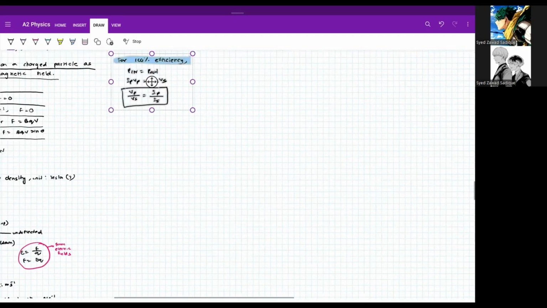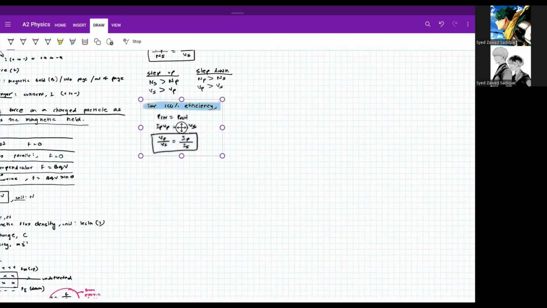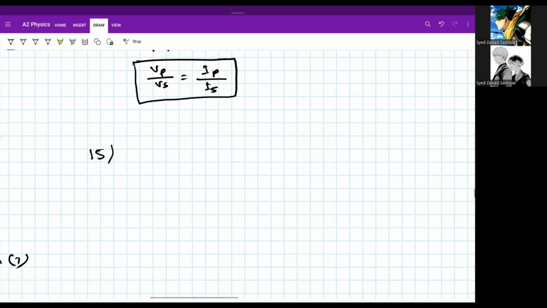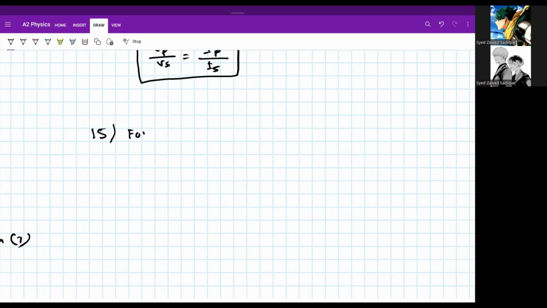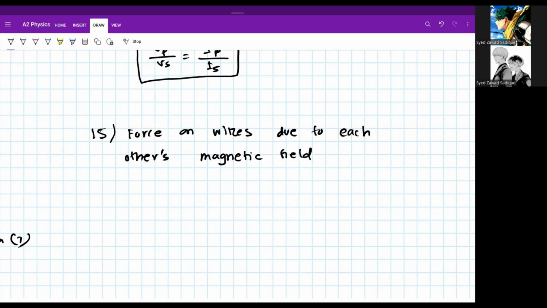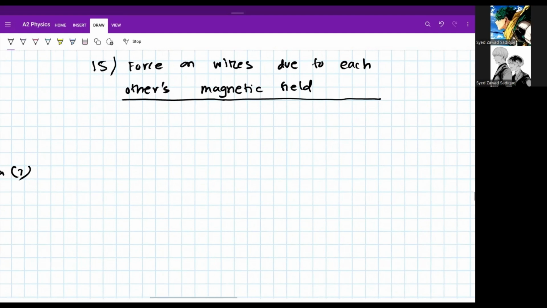So, concept number 15 is force on wires due to each other's magnetic field. Now, guys, let's say that we have a wire going into the page labeled P and a wire going out of the page labeled Q. The force on wire Q is towards the right. The force on wire P is towards the left.